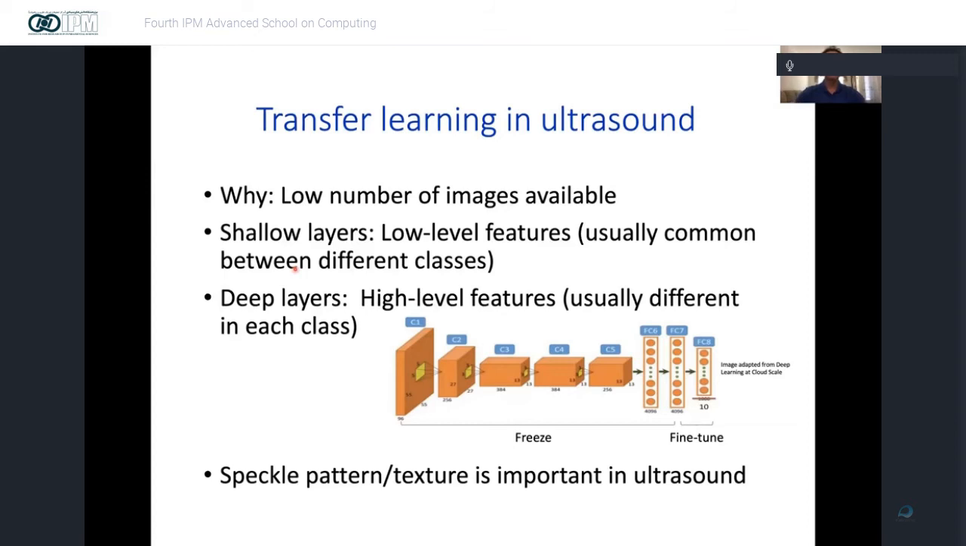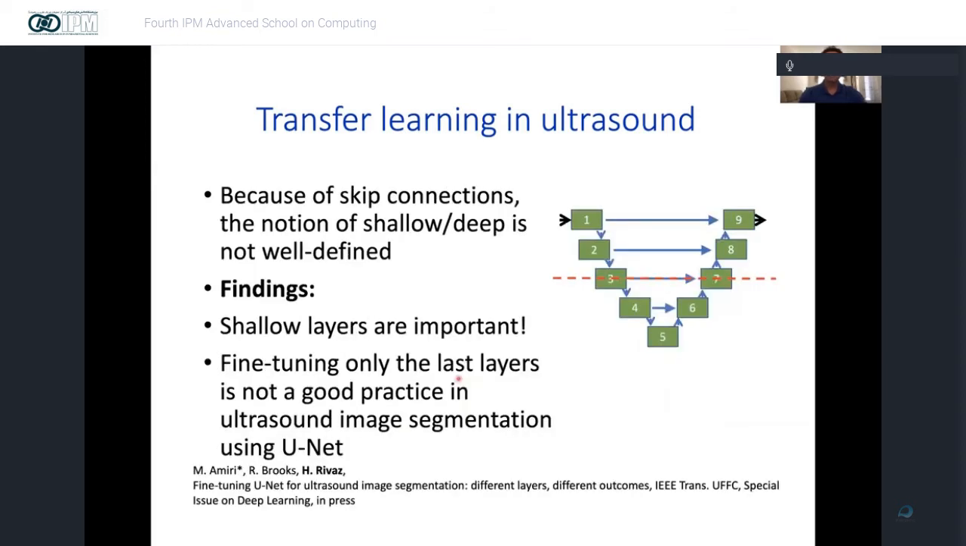We know that this pattern is extracted in the first layers. So we hypothesized that when you do fine tuning with ultrasound images, you shouldn't fine tune the last layers. The first layers are very important. That was our hypothesis in this study, which is now in press in TUFFC. Here we looked at UNet for segmentation of ultrasound images, and we wanted to see the difference between shallow versus deep layers.